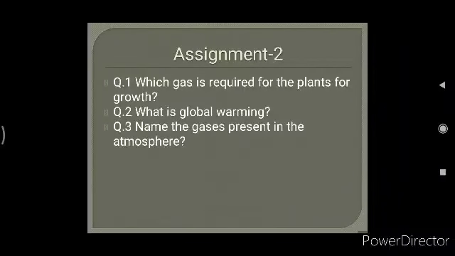Question number 3. Name the gases present in the atmosphere. You only have to name the gases which are present in the atmosphere. Clear? So this is all for the day.